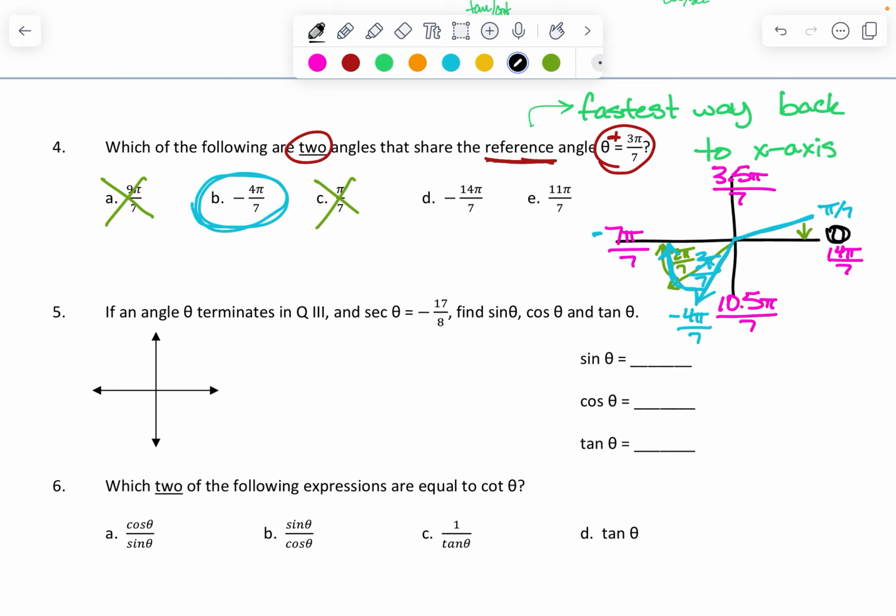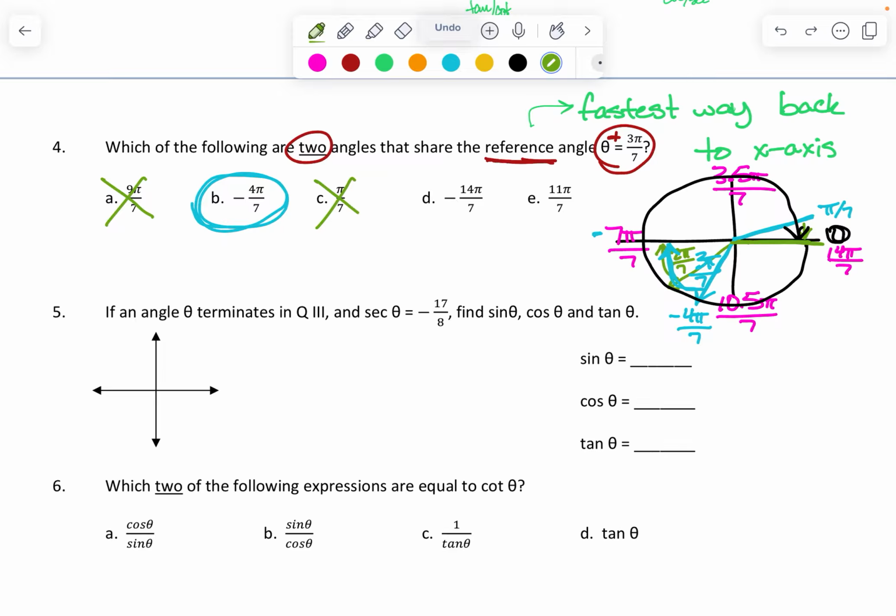All right, negative 14 pi over 7. Hopefully you can eliminate this one quickly because 14 pi over 7 is a full circle. Negative just means I'm going this way around the circle. And if I make a full circle, I'm right back on the x-axis, so my reference angle is nothing.